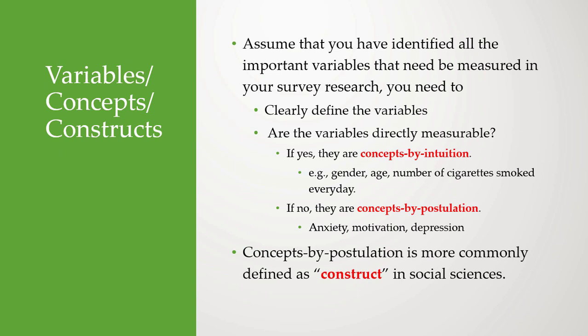Concepts by postulation, from now on we're going to call them constructs, are those variables that are difficult to get direct measures of. Examples of construct can be found everywhere. For example, depression, motivation, and in my college student retention example, academic engagement, social engagement, institutional experience, and persistence are all constructs that I have to take extra steps in order to get accurate, reliable, and valid measures for.